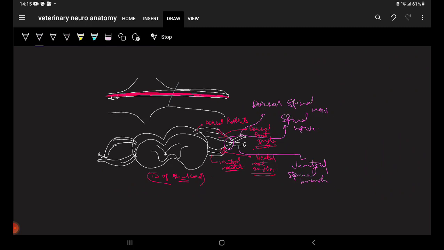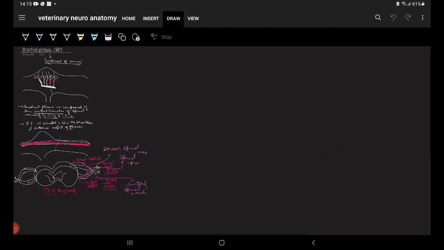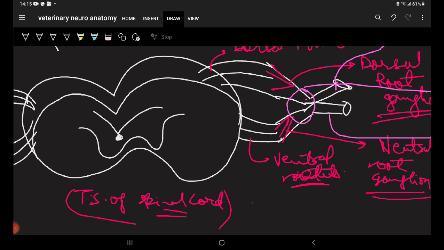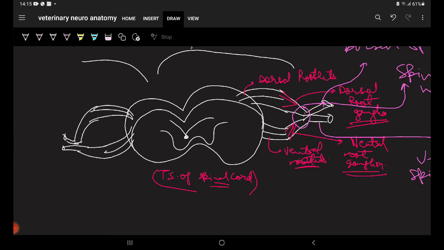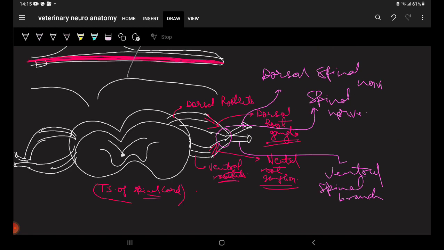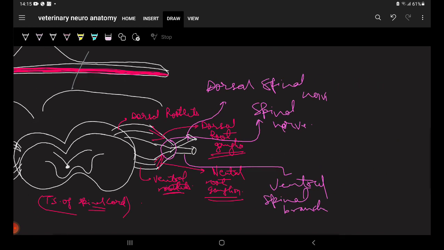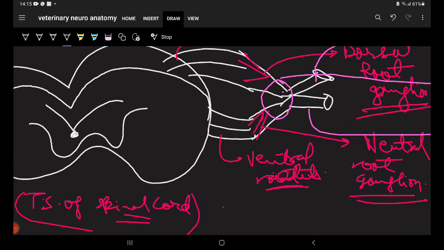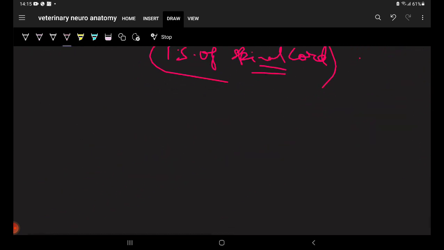So this is done. Okay, now wait a second. So we studied this much till here. Why did I teach this structure? Because we need to understand from where the ventral spinal branch came. So it came from here. Chalo, let's move on to the next topic.